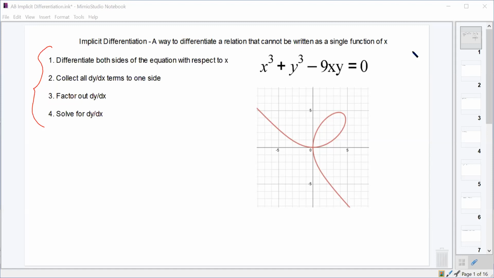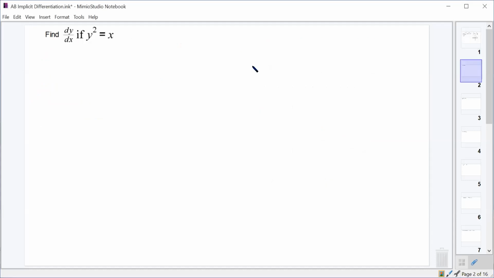So what about implicit differentiation? Wow, ouch. Don't even want to talk about my great joke. Let's find the derivative of this.